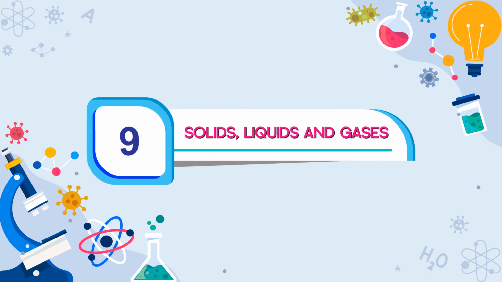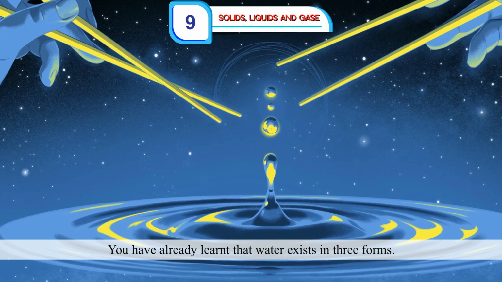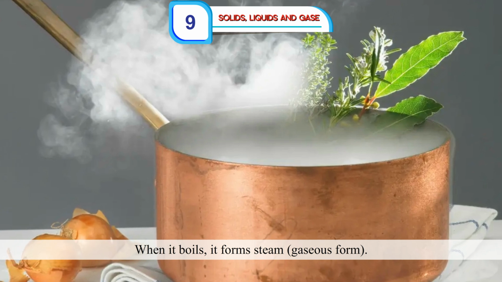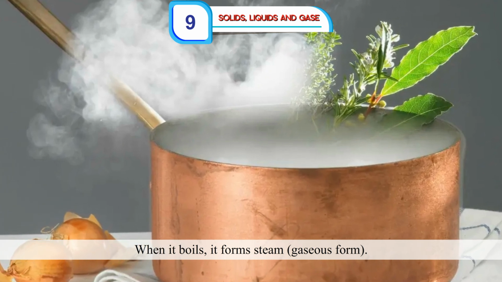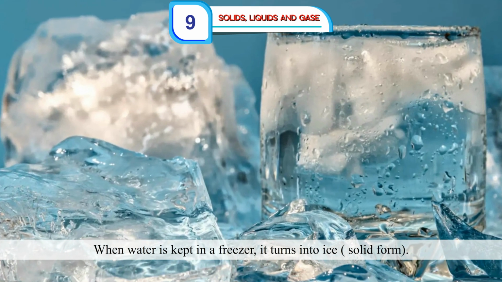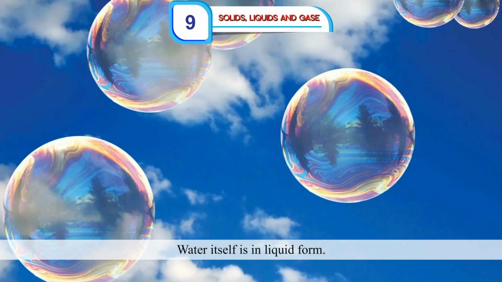Chapter 9. Solids, Liquids and Gases. The substances and objects around us can be in solid, liquid or gaseous form. You have already learned that water exists in three forms. When it boils, it forms steam, gaseous form. When water is kept in a freezer, it turns into ice, solid form. Water itself is in liquid form.